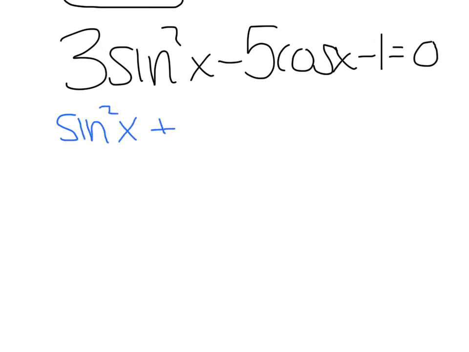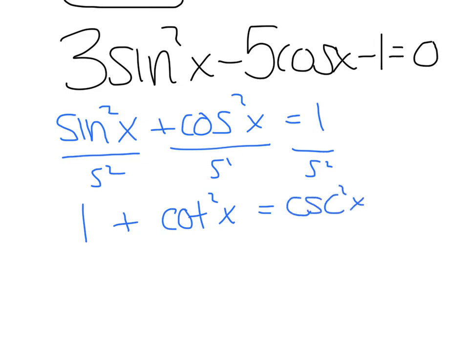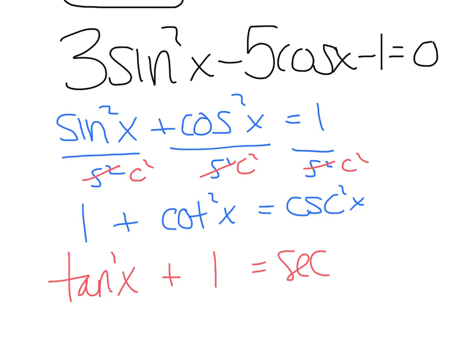Sine squared plus cosine squared equals 1. To get the other ones, you divide everybody by sine squared. So that would be 1 plus cotangent squared equals cosecant squared. Or you divide everybody by cosine squared. So that gets me tangent squared plus 1 equals secant squared. Those are your 3 rules.